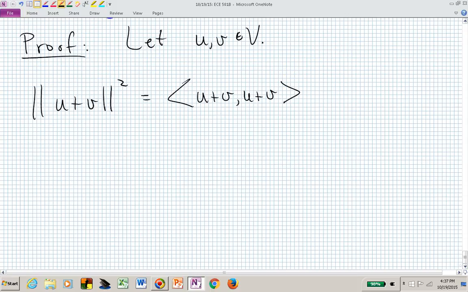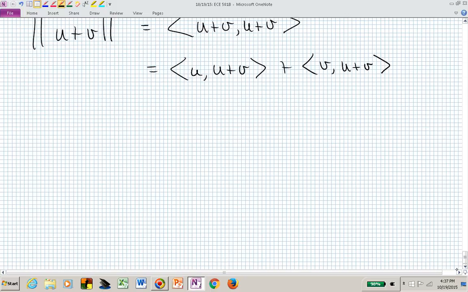And now we can just go to town. Now we can start using additivity of the first slot, and that now becomes u inner product with u plus v plus v inner product with u plus v. But what do we know about the second slot? Is there additivity in the second slot? We showed that.